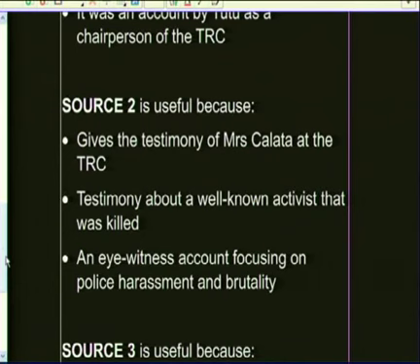Mrs. Talata, whose husband was killed during the apartheid times. A well-known activist was killed during the apartheid times, and it's also an eyewitness account. It's a primary source because she was there and she obviously came forward to find the truth from the TRC.